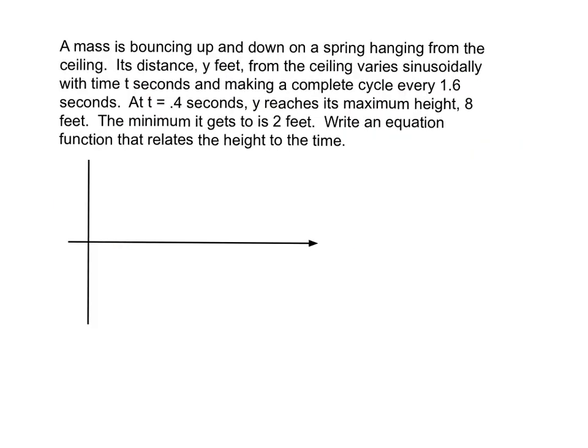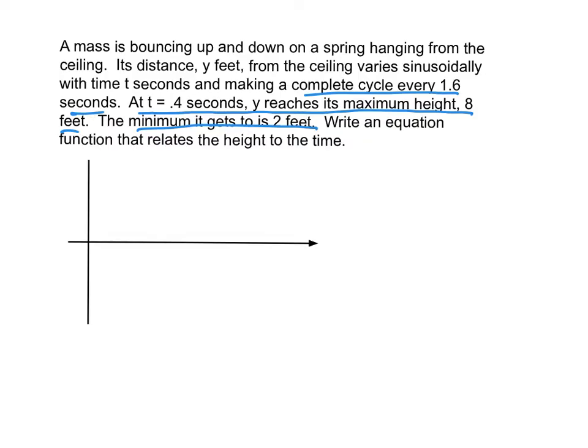Okay, the next problem is about a mass that's bouncing up and down on a spring hanging from the ceiling. Its distance, y feet from a ceiling, varies sinusoidally with time t seconds and makes one complete cycle every 1.6 seconds. At t equals 0.4 seconds, y reaches its maximum height of 8, and the minimum it gets to is 2 feet. Okay, and it says to write an equation, and of course we have to graph it.